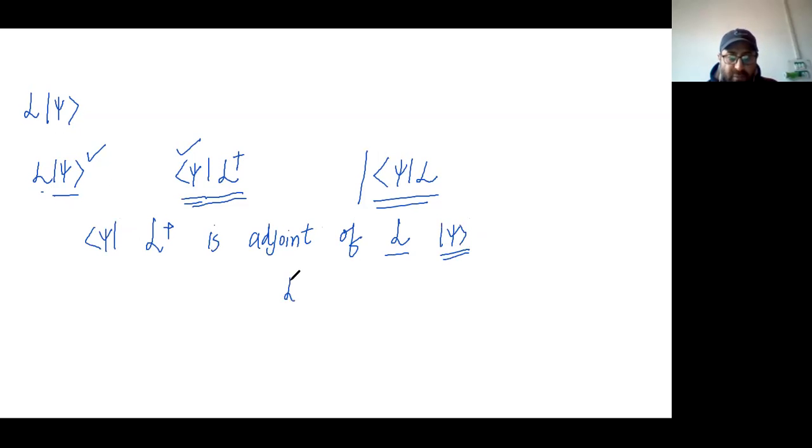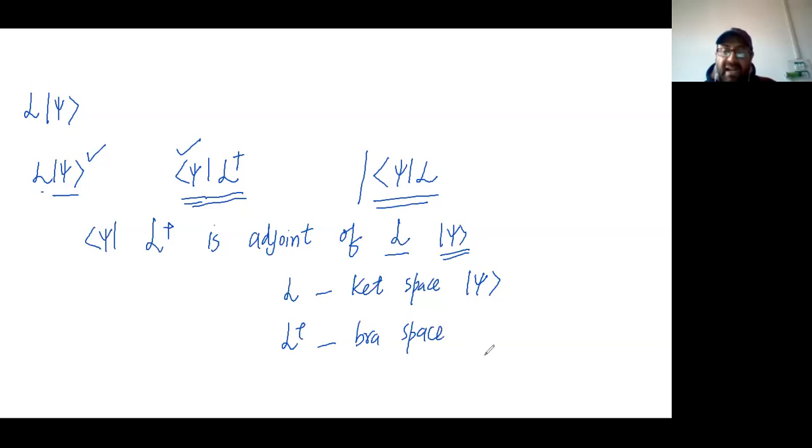So L is for ket space. Let's make it clear. It acts only on ket space. Its definition is with respect to the ket space, whereas L dagger always acts only on the bra space. Why is it that we have to have two sets of operators?